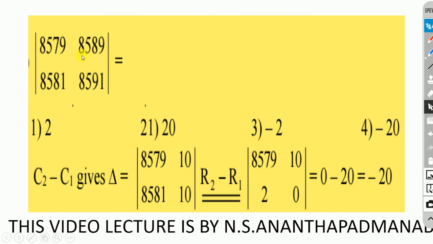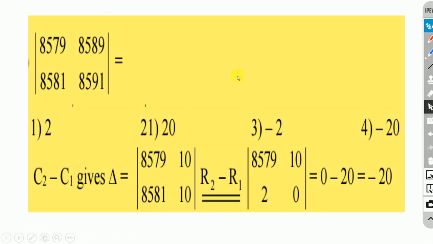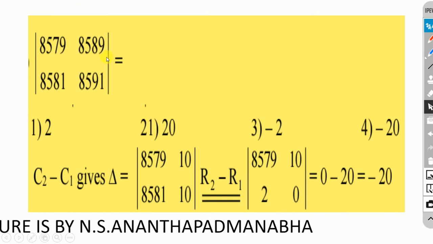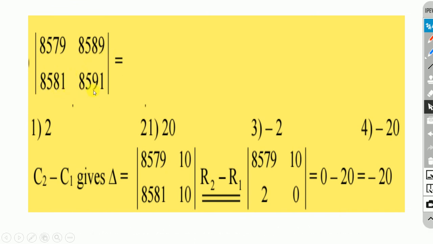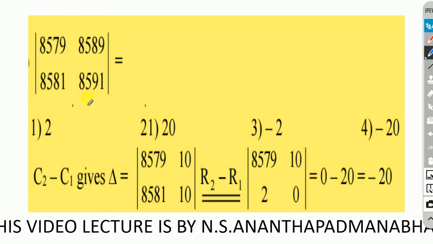Next we have to evaluate the value of this determinant of 8579, 8589, 8581 and 8591. So here I will take C2 minus C1, that is, I will replace column 2 by column 2 minus column 1. Then 89 minus 79 is 10 here, 91 minus 81 is also 10 here.